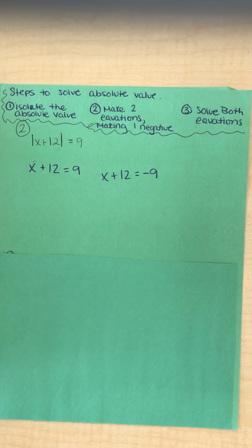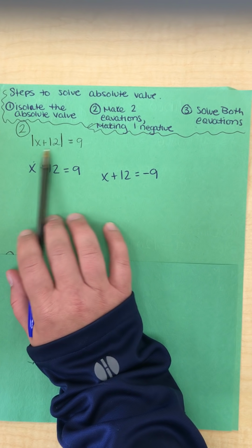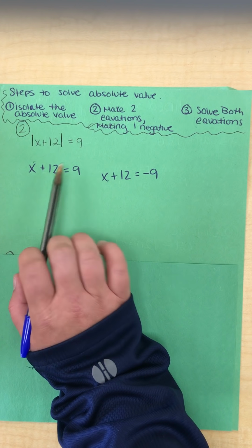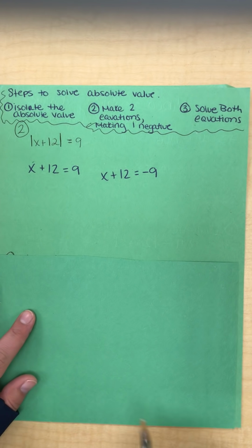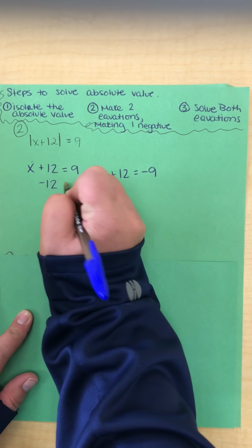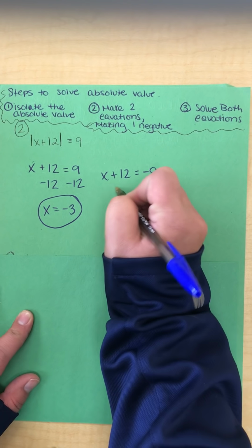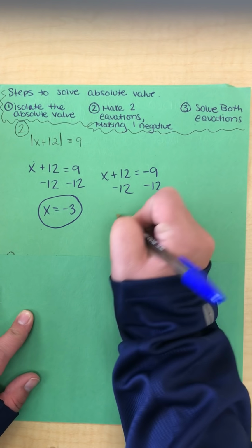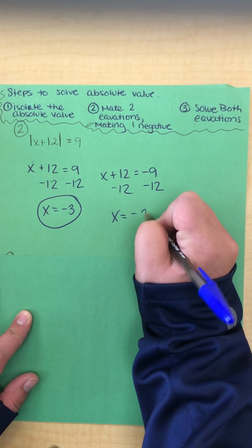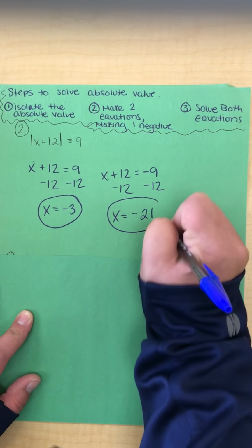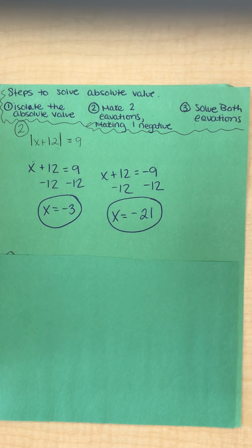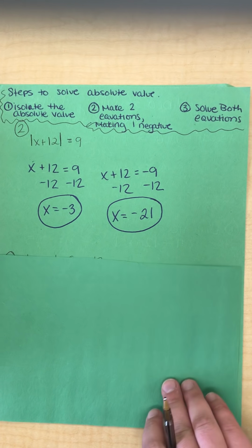Okay, very important here. A lot of people skip this step and they just try and solve right from here. We always want to rewrite our two equations, and then we're going to solve them. So minus the 12, so x is negative 3 for this one, and minus the 12, so x is negative 21. And there are your two solutions.